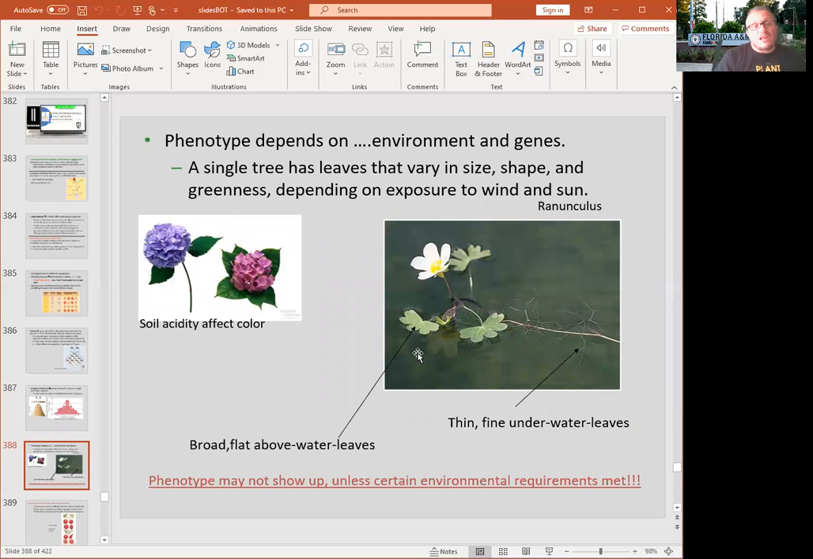And lastly, the environmental effect, which is basically not genetic, like in hydrangea plants, where the environment determines the flower color. If the soil pH is low, the flower color changes to a different color than if the soil pH is higher.